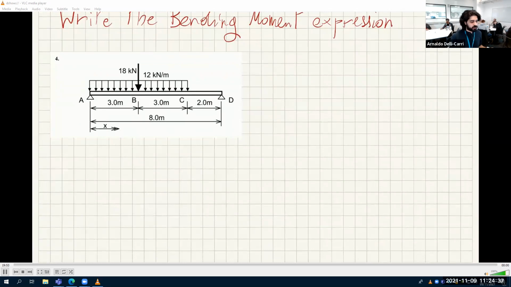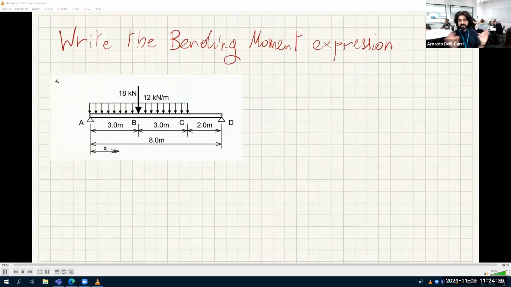For these ones, we just want to write the bending moment expression. Don't find anything else. So first of all, what's missing here? The reaction forces. Can you find the reaction forces? I'm going to write down the equations, you tell me the numbers. I only need two equations: the equation in the y direction and the moment equation, and I'm going to take point A as a pole of reduction of the moments.